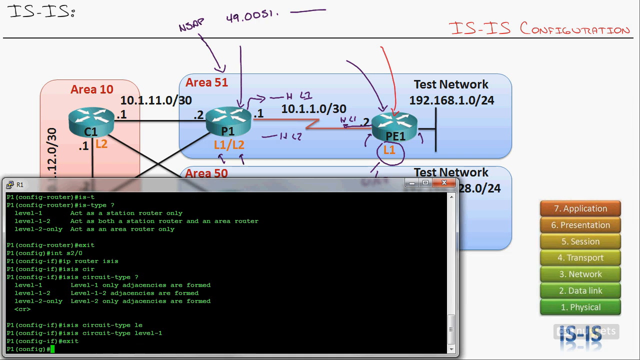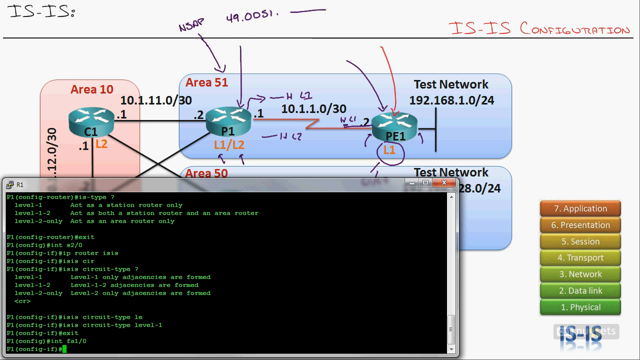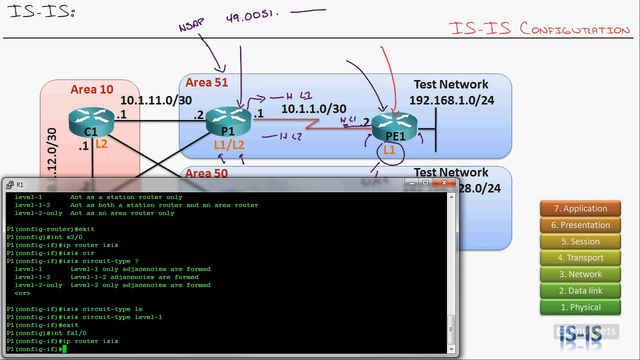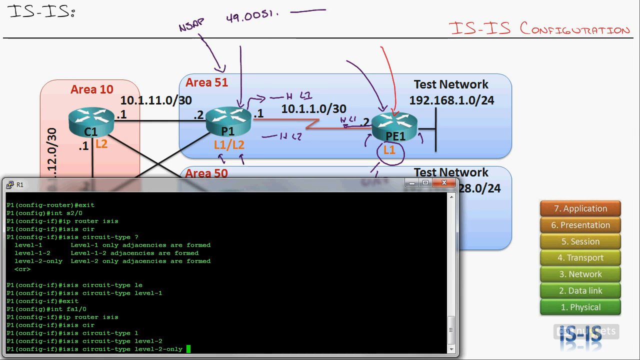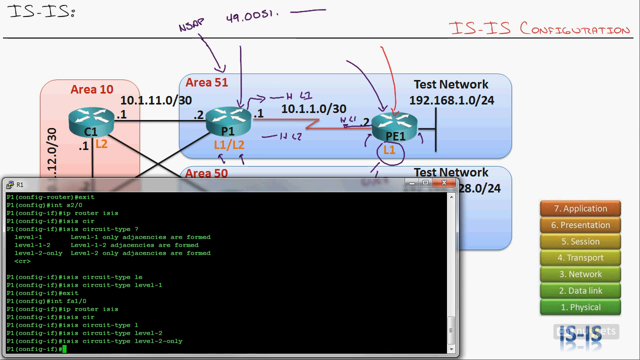Okay. Same thing down here. I'll go under interface fast Ethernet 1/0, which connects back to the core. I'm going to do on this one IP router ISIS, but on the flip side, this is the level 2 side of it, so why waste hello messages on level 1? I'll do ISIS circuit type, and we'll do level 2 only on that guy, right? Okay, now let's do some verification.